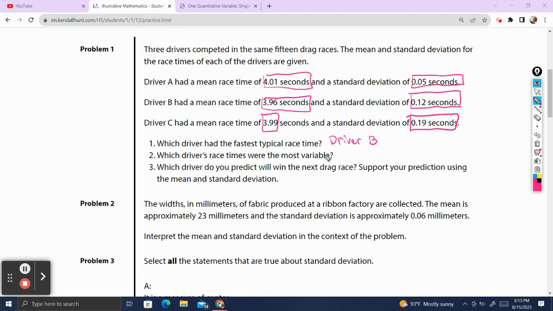Which driver's race times were the most variable? When we're looking at variability, we want to look at the standard deviation, because the standard deviation tells you how variable your data is. The most variable implies the highest standard deviation. And in this case, driver C, with a standard deviation of 0.19 seconds, has the highest variability.